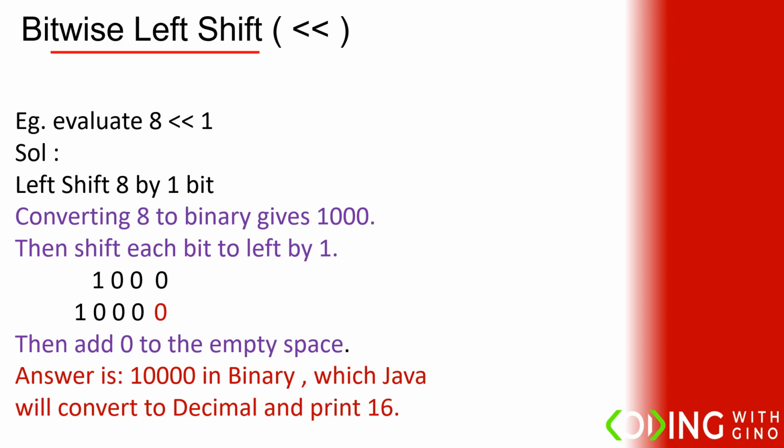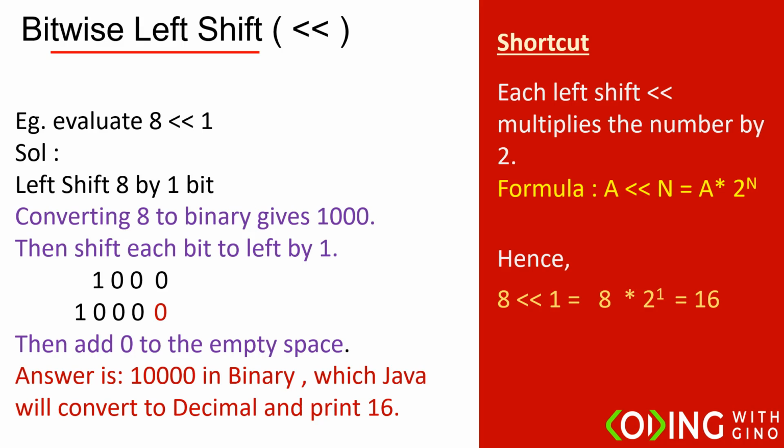Here it is. Each left shift operator multiplies the number by powers of 2. So, if the question is A left shift by n places, the direct answer is A multiplied by 2 raised to n. Applying this rule for the same question, we get 8 into 2 raised to 1, which is 8 into 2 equals 16. We've got the direct answer. Easy, right? Let's move on to the next operator.